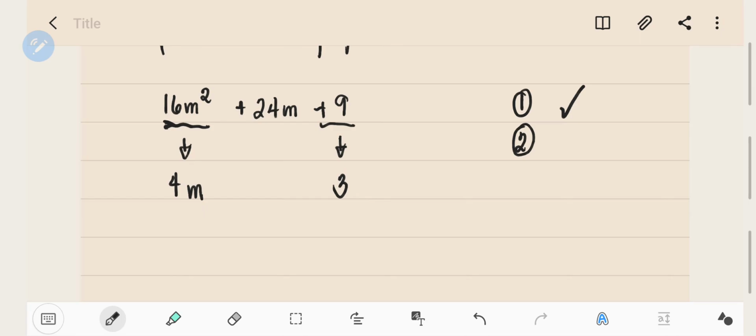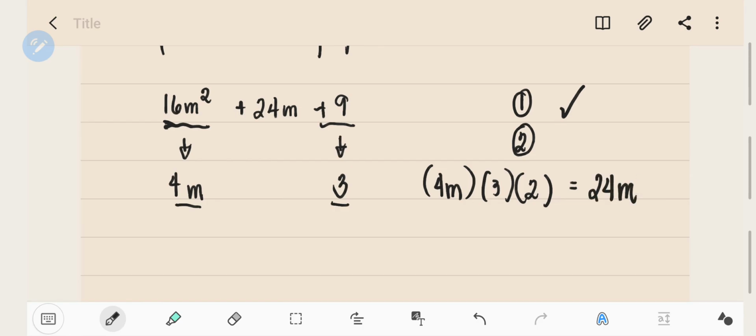And then the second question that you have to ask yourself is kapag ba minultiply natin yung 4m sa 3, so 4m times 3, at i-multiply ulit natin sa 2, laging 2, siya ba ay magiging plus 24m? So tingnan natin. So we have positive 4m times 3, that is what? 12m. 12m times 2, that is 24m. So 24m ba yung nasa gitna? Yes. So therefore, this also satisfies the second question.